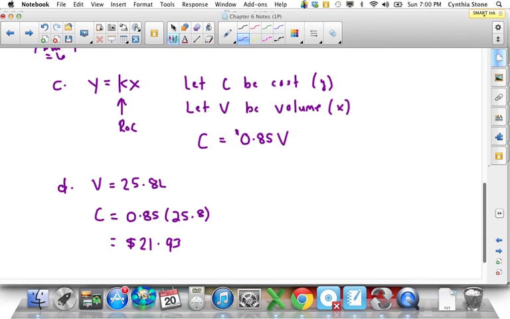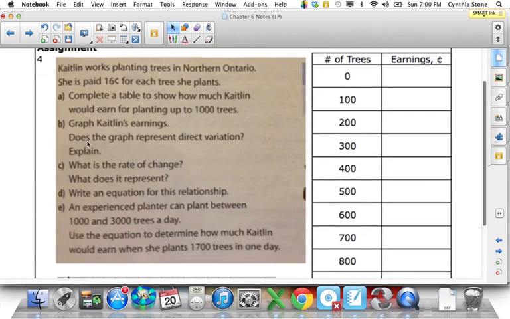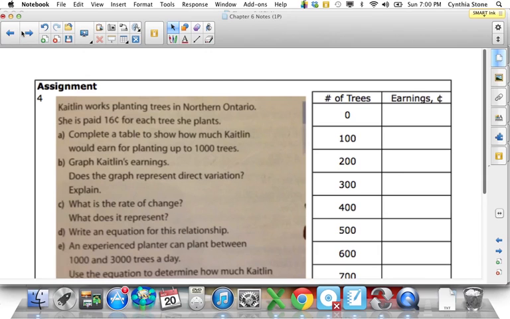Okay, so I think that's the last example for this one. Looking ahead, here's the next assignment bit. So you go ahead and work away on that, and then that'll be it for today, and we'll start section 6.5, partial variation, in your next video.